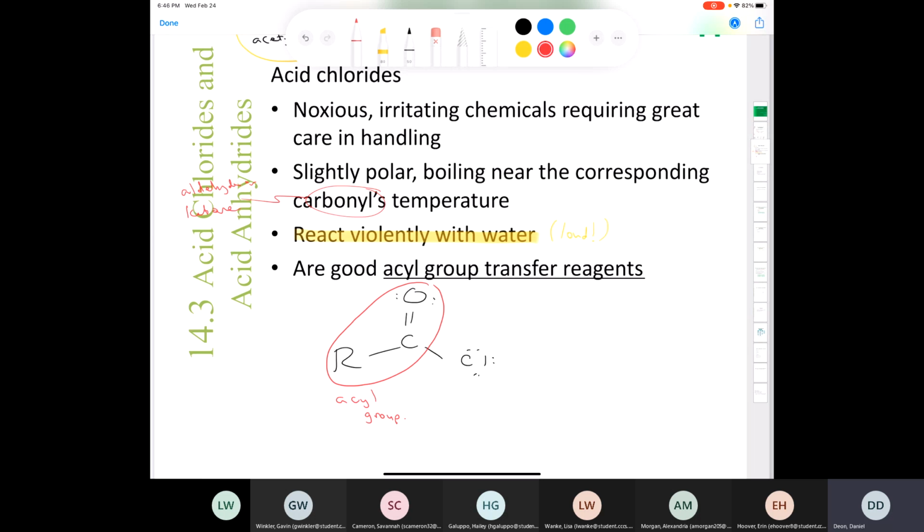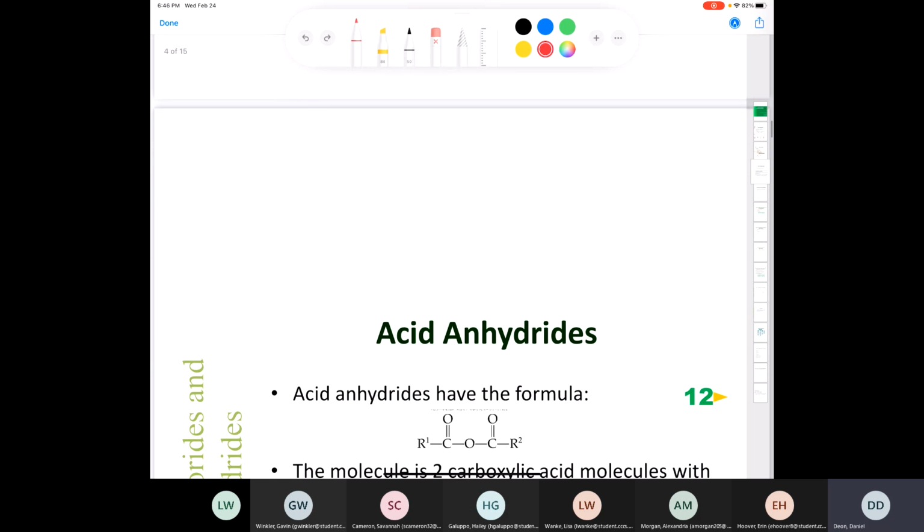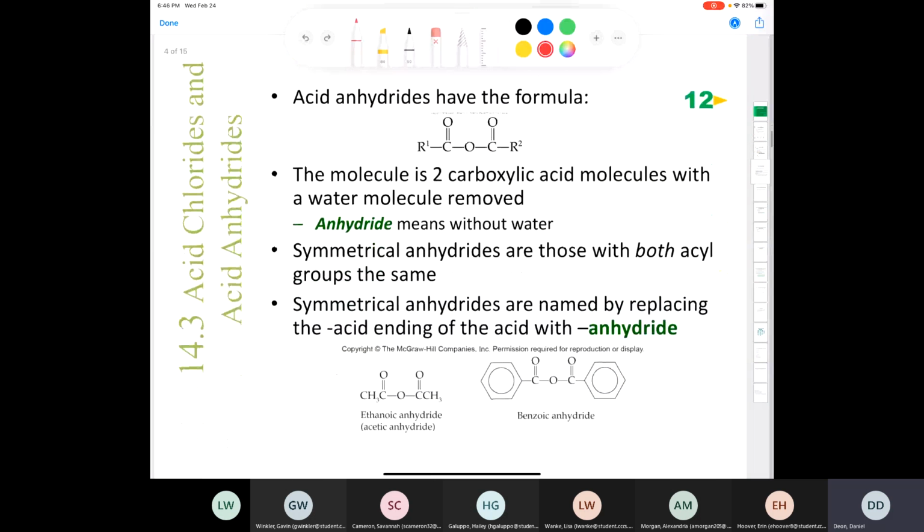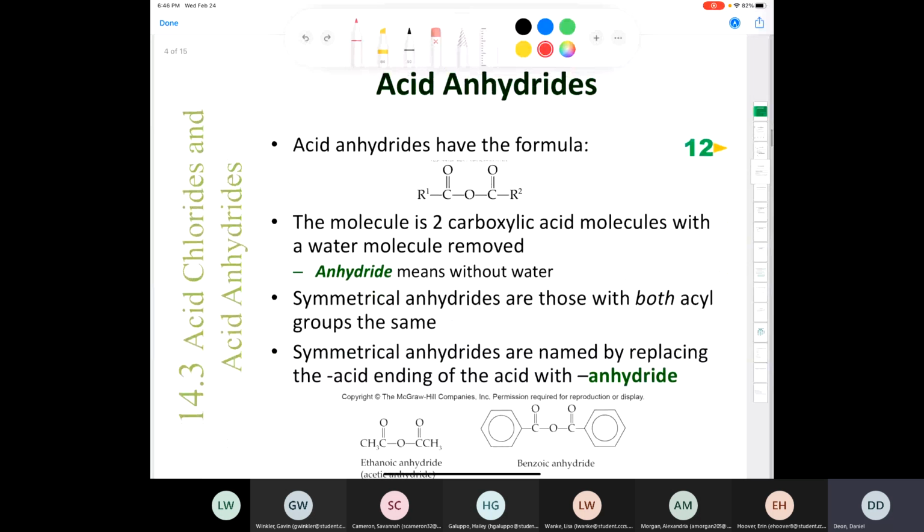So when it says they're good acyl group transfer agents, all it means is that they're good at moving the acyl group around. They can put that acyl group on different molecules. We're going to look at an example of that in a little bit, but before we do, let's talk about the last important functional group that you have to learn in this chapter, and that's an acid anhydride, which has this generic formula here.